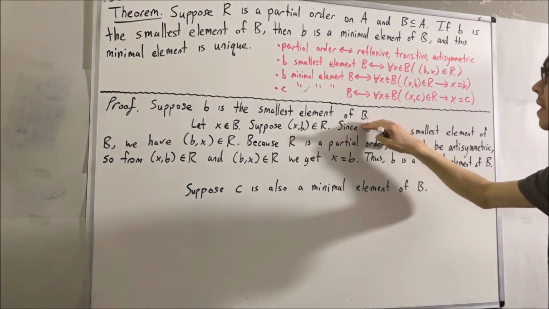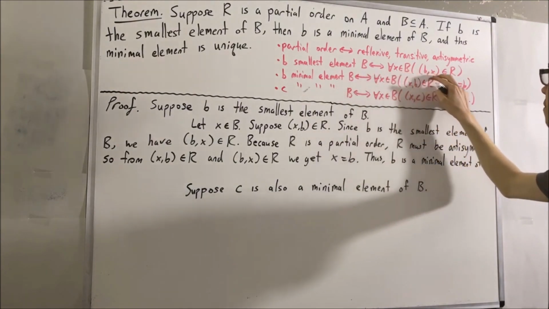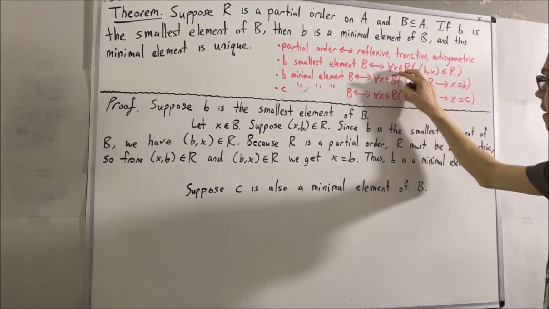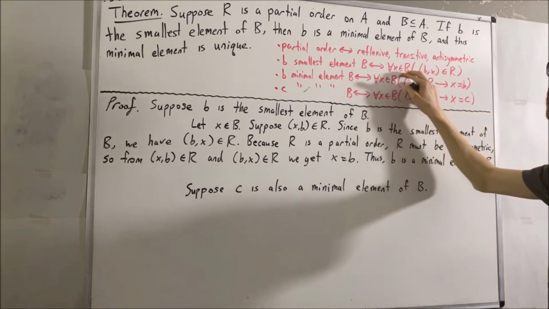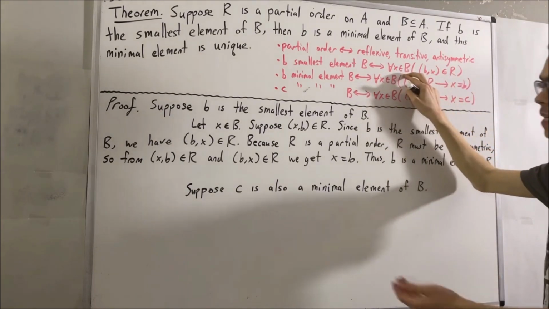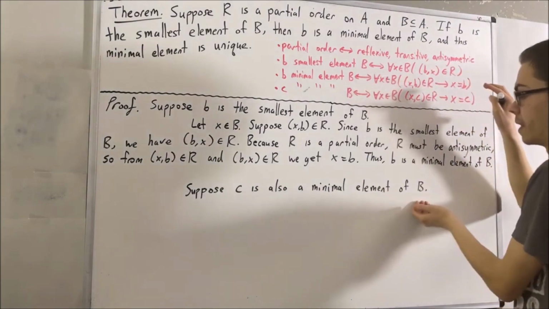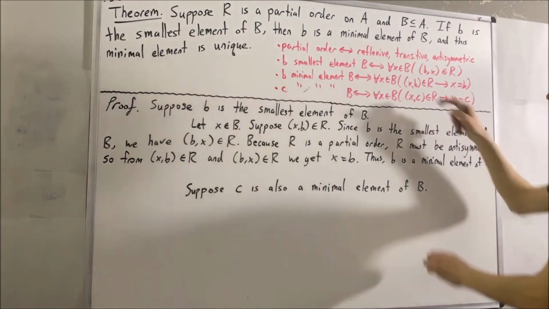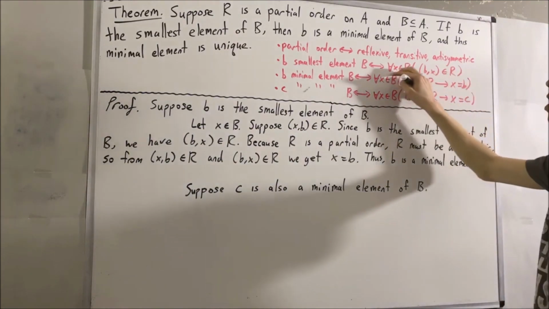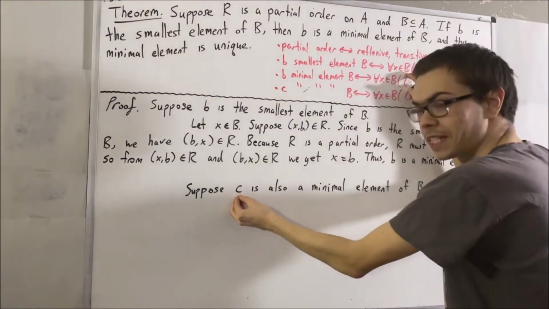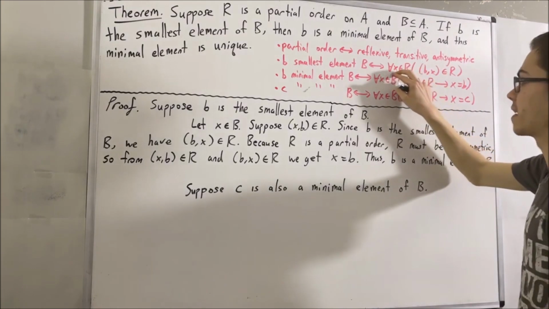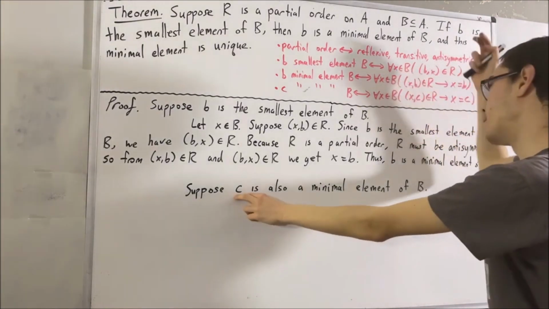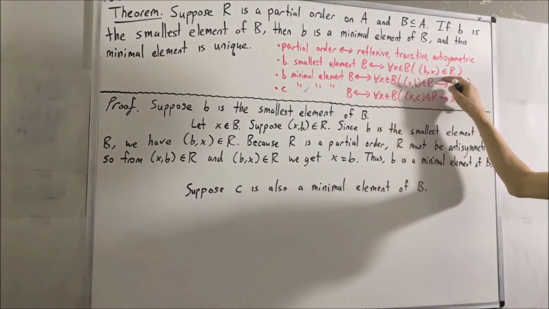Again, what that means is that this first statement is true. And this statement works for every element in B. Now, since c is a minimal element of B, clearly we have that c is an element of B. So, since this statement works for every element in B, it must work for c. So we're going to replace x with c. If we do that, we get that (b, c) is an element of R.